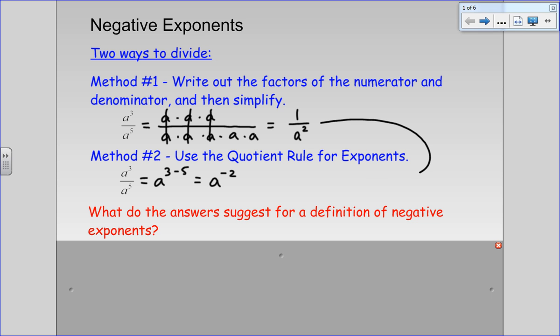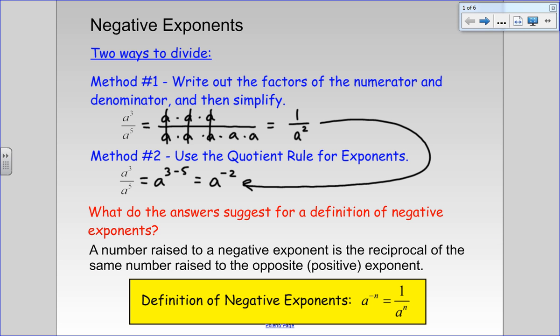Since 1 over a squared and a to the power of negative 2 are answers to the same problem, these two expressions must be equivalent, and this suggests a definition for negative exponents. A number raised to a negative exponent is the reciprocal of the same number raised to the opposite or positive exponent. This definition can be expressed algebraically as follows. A to the negative nth power equals 1 over a to the nth power.